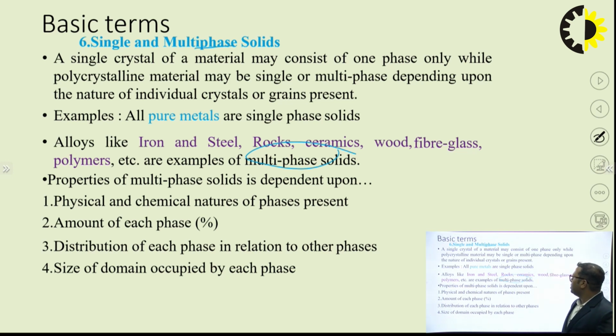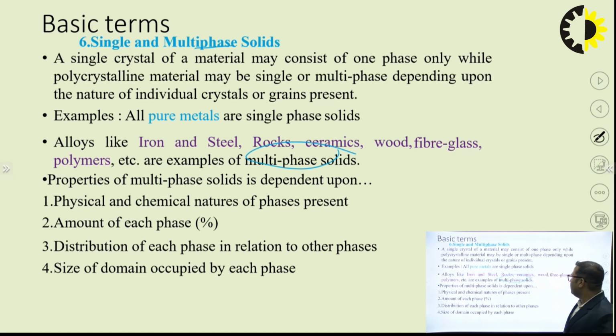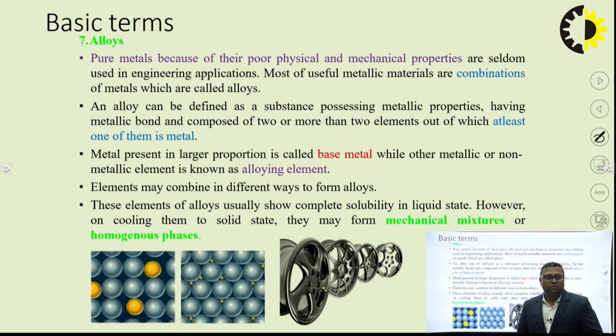There are various properties of multi-phase solids which depend upon the physical and chemical nature of the phases present, and also upon the amount of each phase present in the component. Then it also depends upon the distribution of each phase and its relationship with other phases, and also upon the size of the domain occupied by each phase.